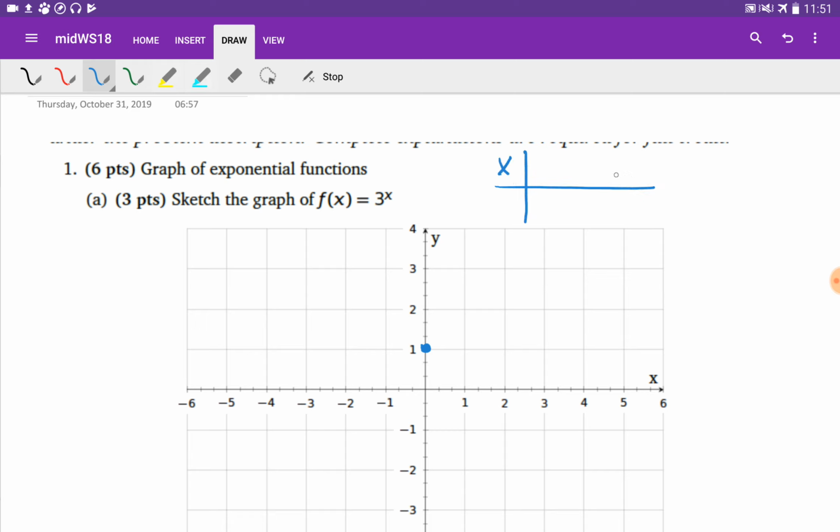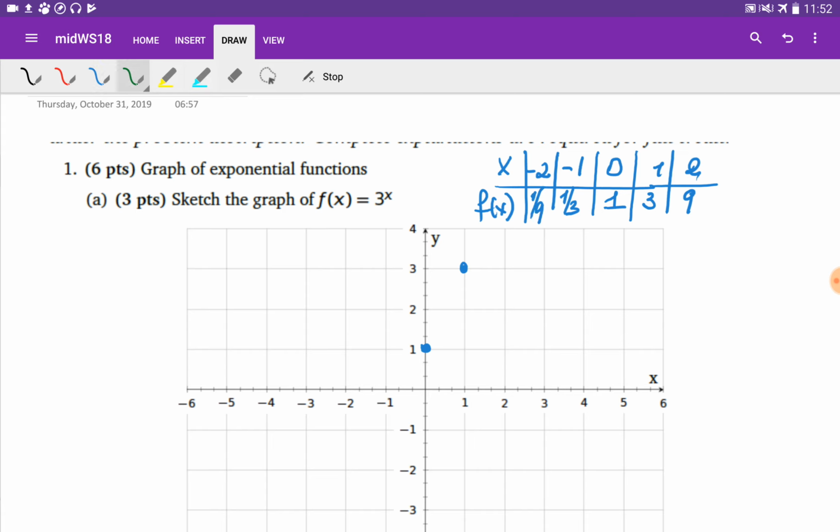So these are going to be the values for x, and I need to find the values of f(x). At x equal to 0, I've got 1. At x equal to 1, we will have 3. And when x is equal to 2, it's going to be even higher, 9. When x is equal to minus 1, we'll have 1 over 3. When it is minus 2, it is going to be 1 over 9.